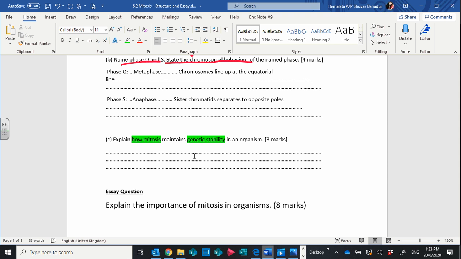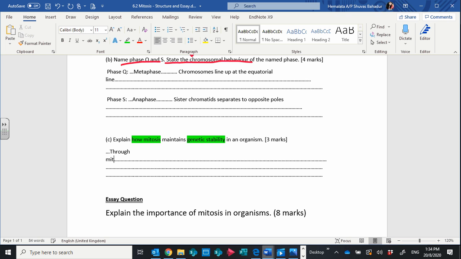So you can simply start off with 2n. Okay, you can start off with anything. Maybe you can give examples in this case. Okay, through mitosis, a somatic cell, remember it's always somatic cell, you can put in bracket 2n, undergoes duplication and cell division.